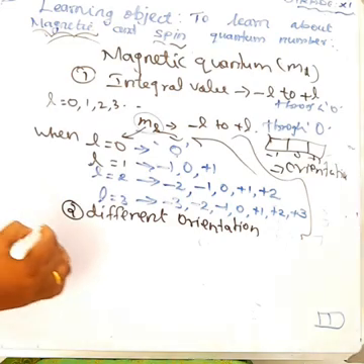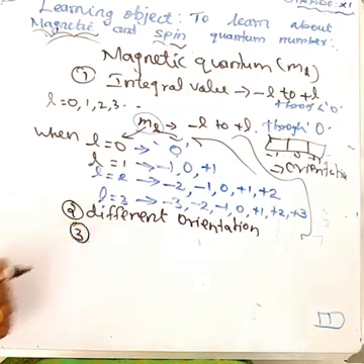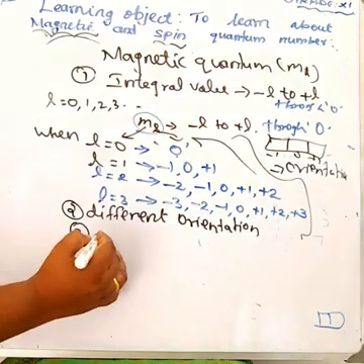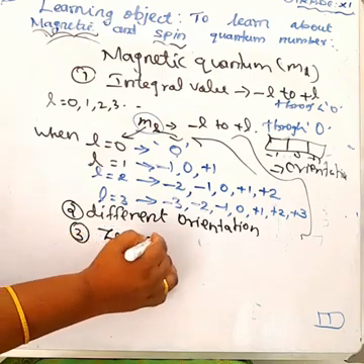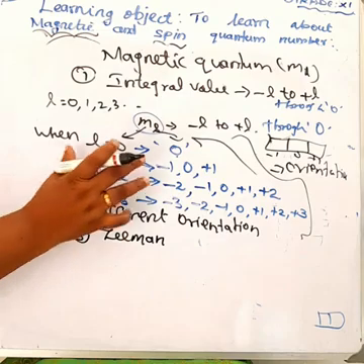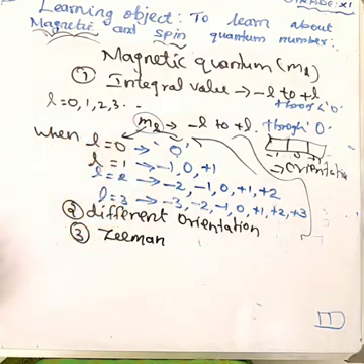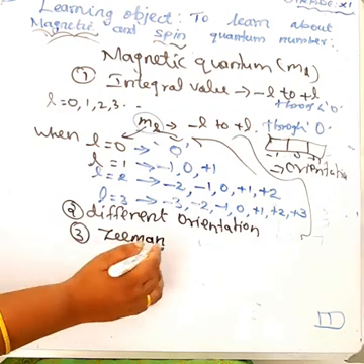The experimental justification for this quantum number is provided by the Zeeman effect. The Zeeman effect.